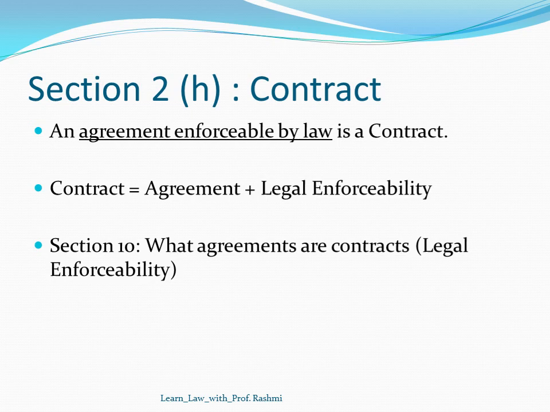So basically, a contract is a legally enforceable agreement. We can write a formula for contract as agreement plus legal enforceability. Now, this legal enforceability has been discussed, defined, and elaborated in section 10 of the act. Section 10, chapter 2 of this act talks about what agreements are contracts. Here you will understand that each and every agreement won't be a contract. Only those agreements that are legally enforceable as per section 10 would be contracts. We will discuss this in detail when we learn section 10.